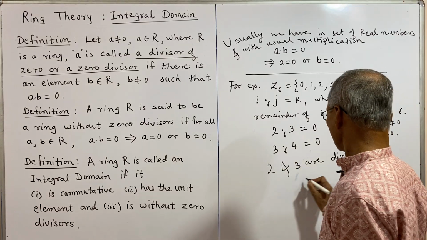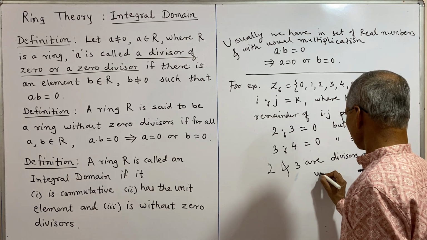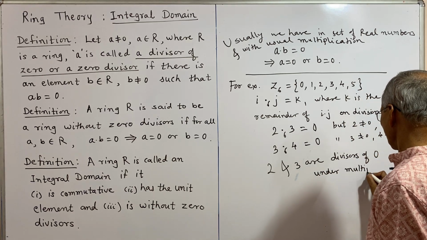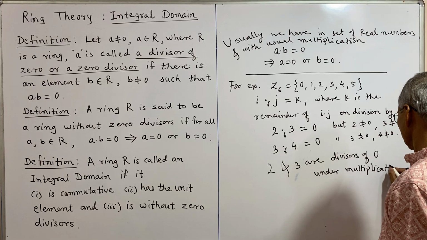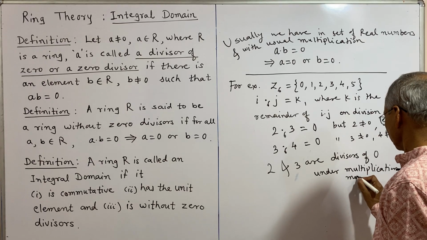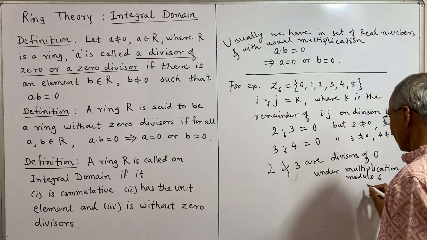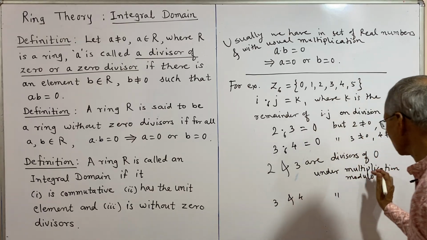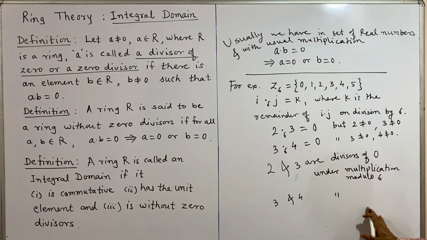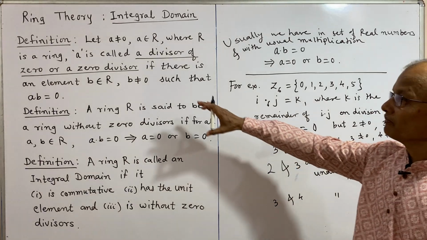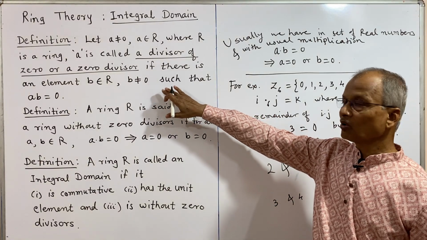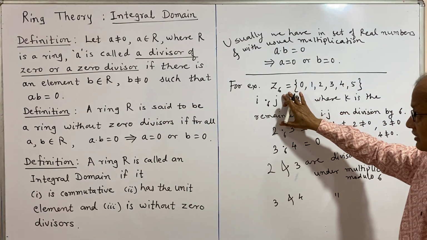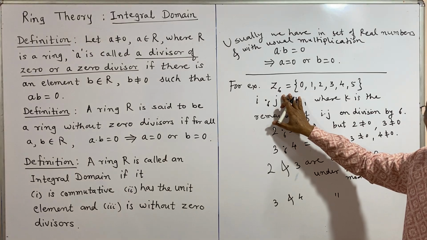And also 3 and 4 under multiplication modulo 6. Similarly, 3 and 4 are divisors of 0 under multiplication modulo 6. So this is the meaning of divisor of 0, or 0 divisor. This exists in this set, with multiplication modulo 6.